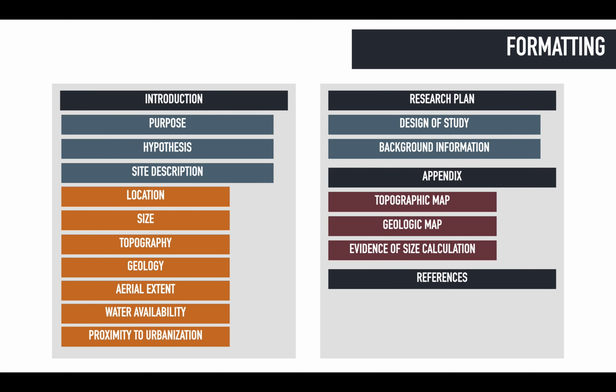You should have your introduction heading, your purpose as a heading, and then the text, hypothesis, heading, text, site description, heading, text, and then list all your subheadings, and so on and so forth. Ensure that you include an appendix that provides proof of that collection: your topographic map, the geologic map, and evidence that you calculated the size of your particular area. Just screenshots of those items are fine. They don't need to be neat. They're just there for me to know that you did it and to grade it more efficiently.